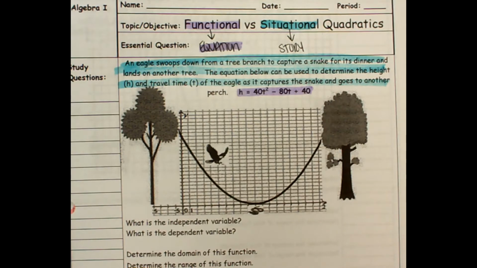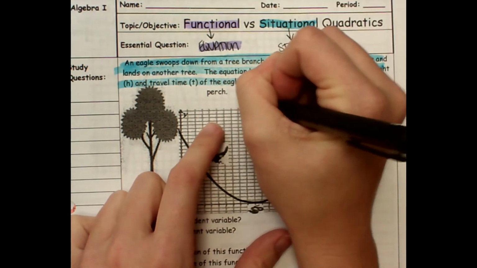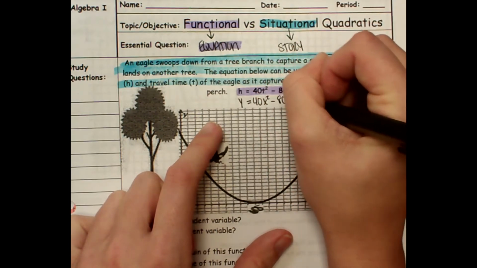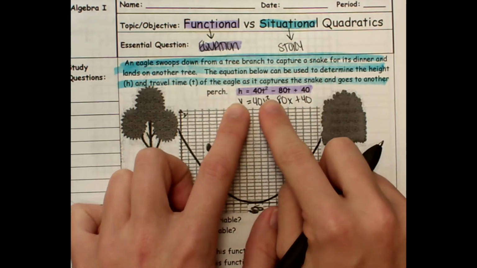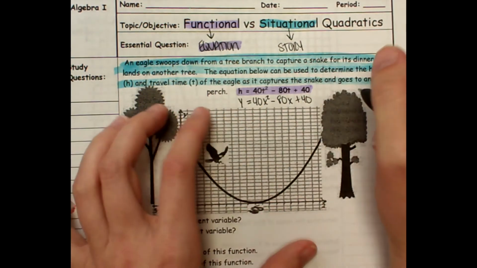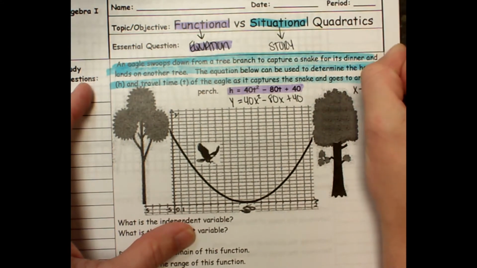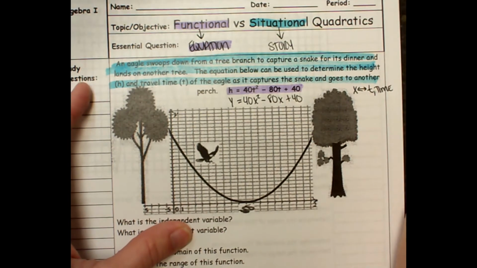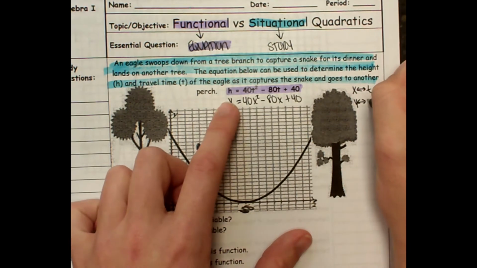So if you see they've used our variables, this would normally be your y. It'd be 40x squared for the t minus 80x plus 40. They've given these variables names, okay? They've said that your x variable is also known as t, time. I know that's pretty small, but I want you to know that. Your y variable is also known as h for height, okay?